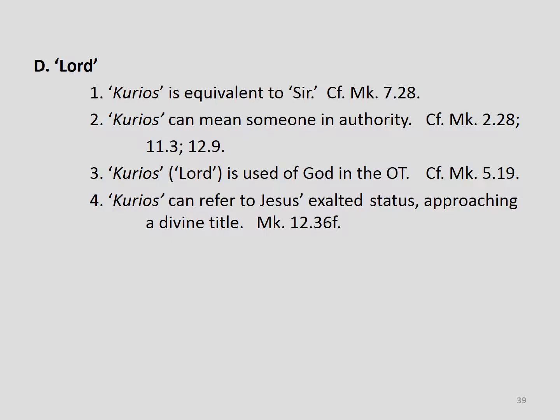Jesus, who is called Lord, is then found in the Old Testament where kurios is the translation in the Septuagint. And then kurios can refer to Jesus' exalted status, indeed approaching a divine title. That, again, is something that this Old Testament translation helps along. If we're going to refer to God in this way, and we refer to Jesus in this way, well, then we can talk about Jesus as fulfilling those passages that refer to God in the Old Testament.